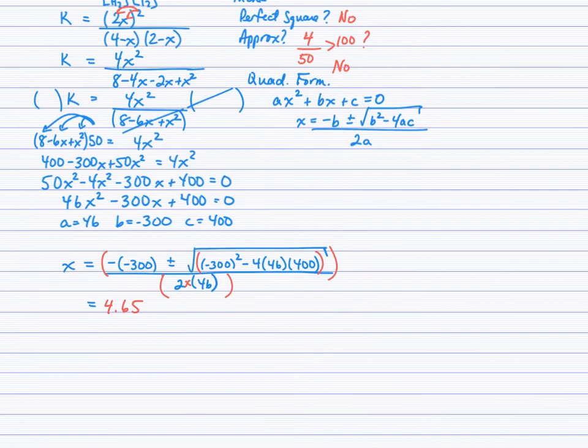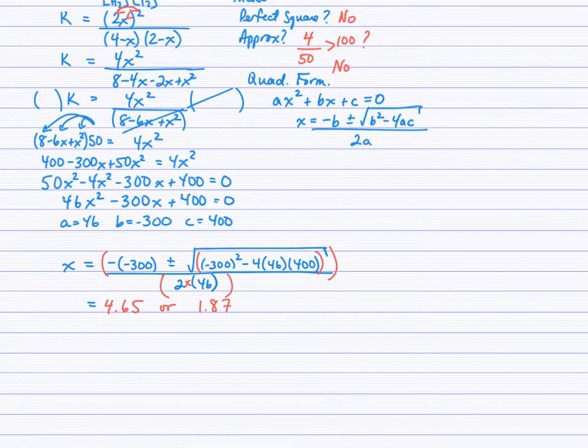Now, that's x1, right? X could also be 300 minus the square root, and so I'll go back and do open bracket 300 minus the square root, open bracket 300 squared minus 4 times 46 times 400, close brackets, then close brackets again to close off the numerator, then divide by, open bracket, 2 times 46, close brackets, equals. And I finish with 1.87 here.